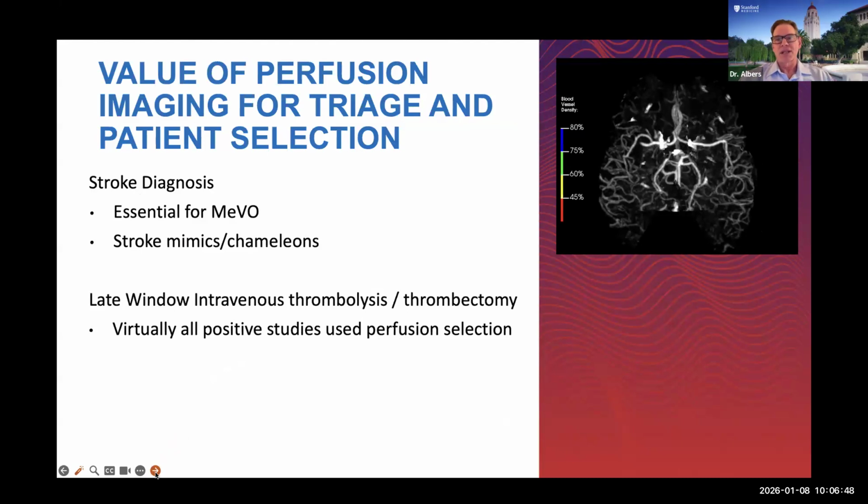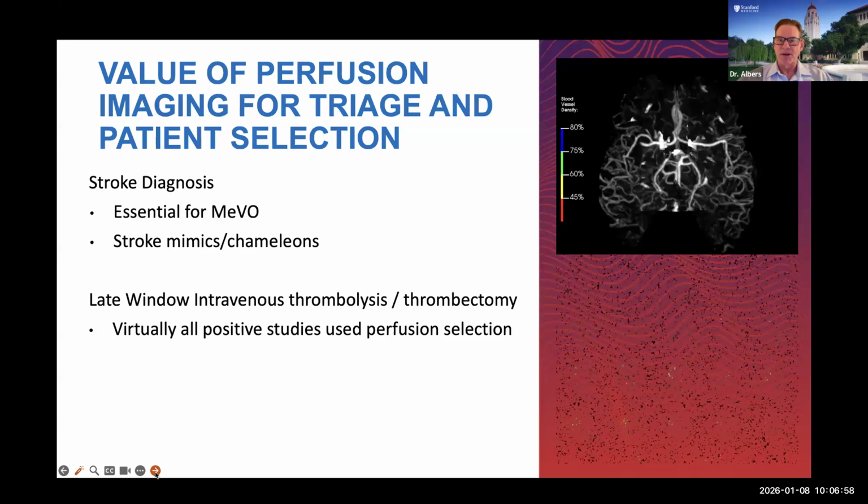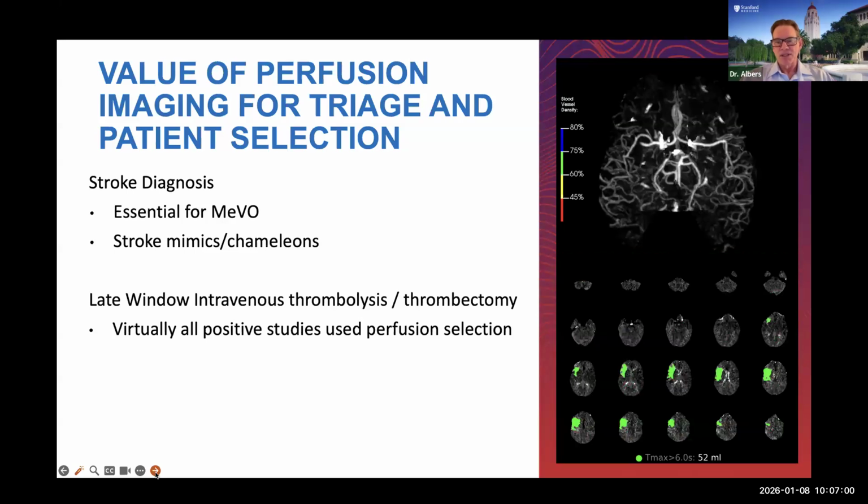Well, Marius is going to talk a lot about MEVOs. For example, this patient that you see on the upper right, you might immediately notice that there's an M2 occlusion because you're good at reading CTAs, but if you're not, anybody would notice that you have an anterior division M2 occlusion once you get the perfusion imaging.